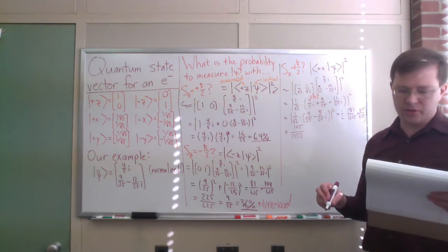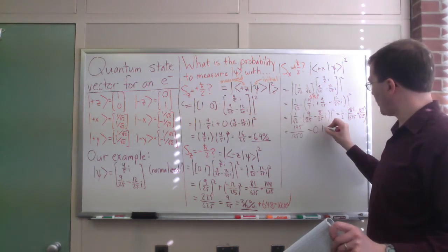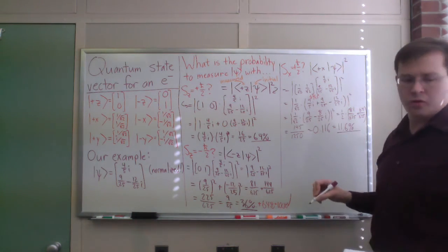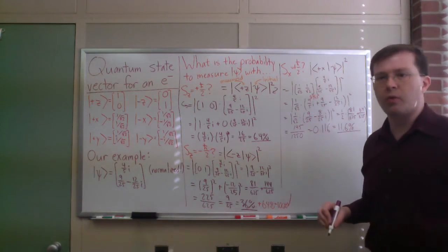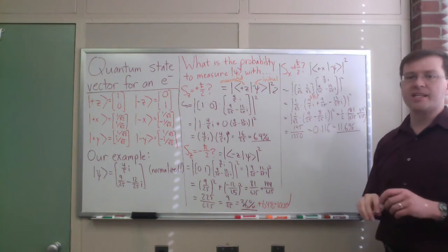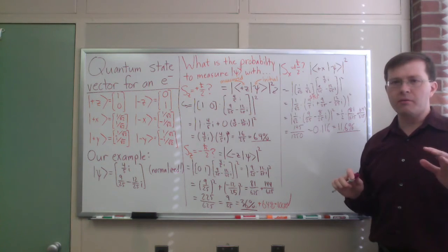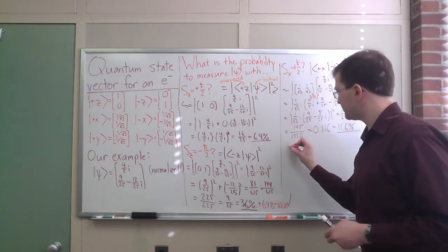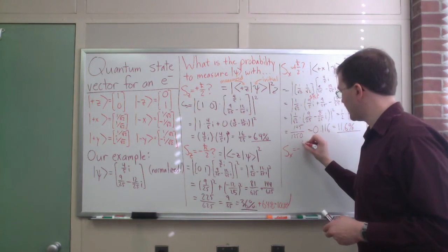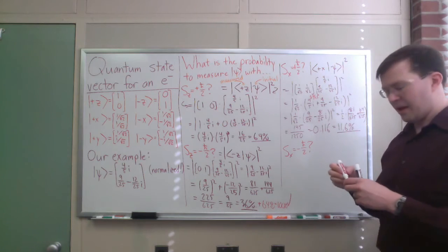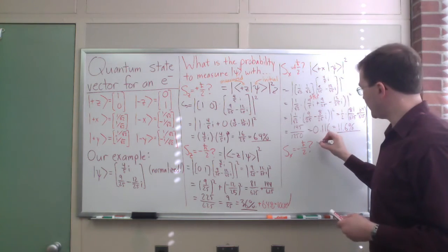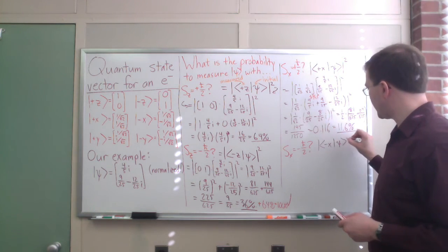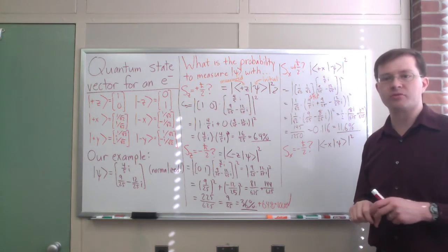All right, that's 29 over 250, or 0.116, 11.6%. So we're relatively unlikely to measure this one to be in the plus Sx state. Now, if I wanted to ask the question about being in the minus Sx state, minus h bar over 2, I'd need to do the same thing. I'd take the start in state psi. I'm asking the question about being in the minus x state, and then the probability is the absolute square of that.